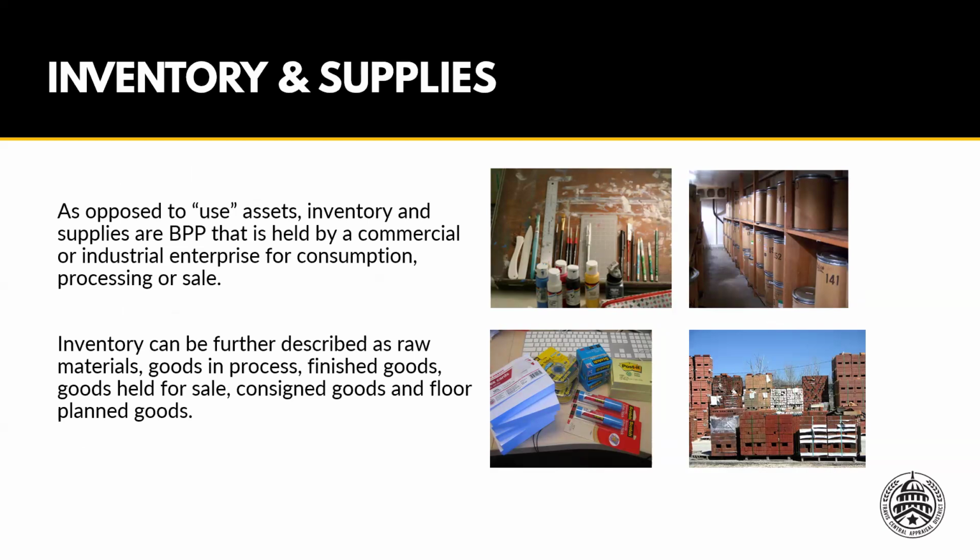Inventory and supplies. Unlike used assets, inventory and supplies are held by a commercial or industrial enterprise for consumption and processing or sale. This can include raw materials, goods in process, finished goods held for sale, consigned goods, or floor plan goods.